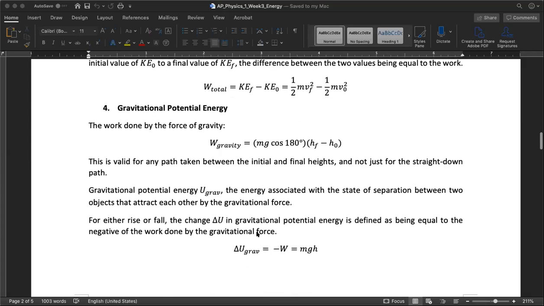And next one, the gravitational potential energy, which is the negative of the work done by gravity. You can define it that way. So delta U, the change of the gravitational potential energy, should equal the negative work done by gravity itself.